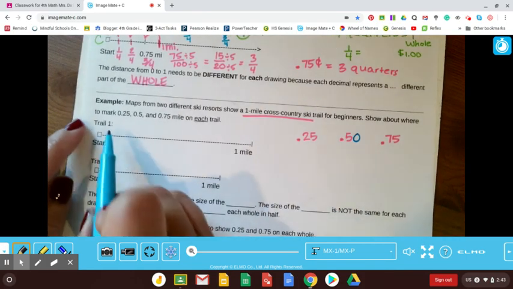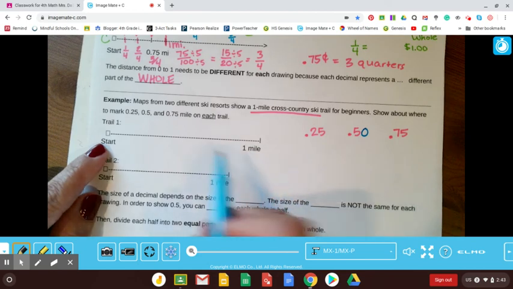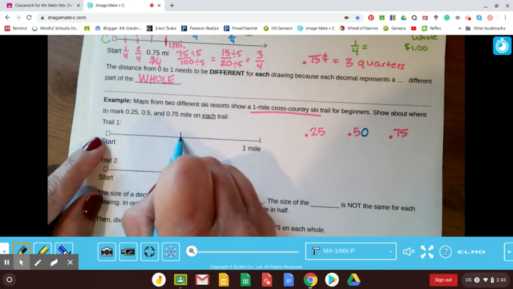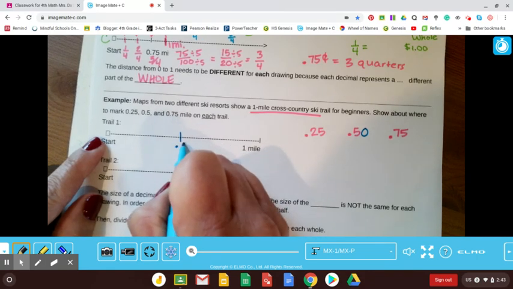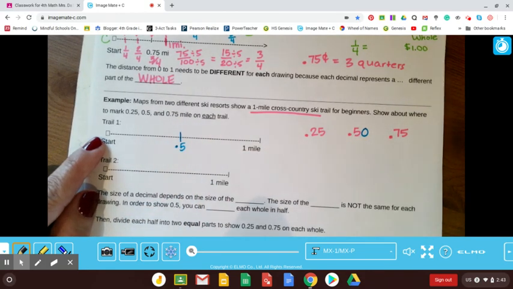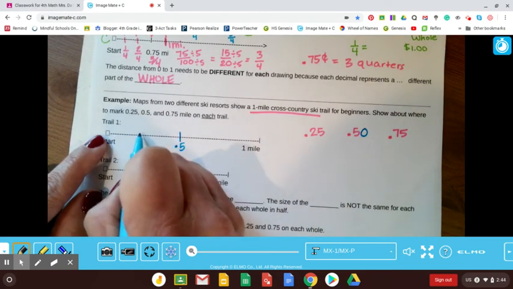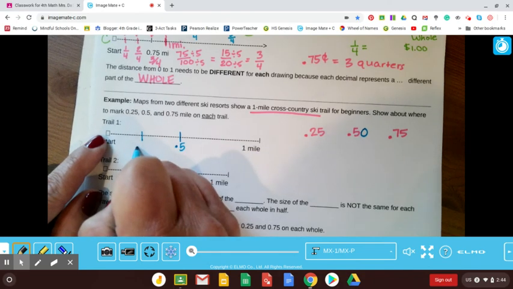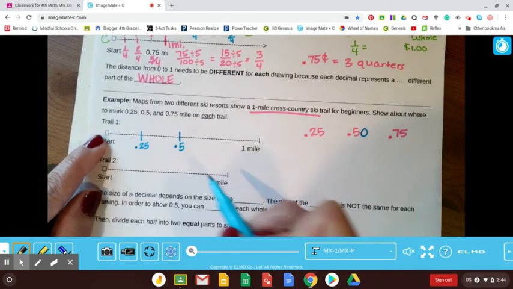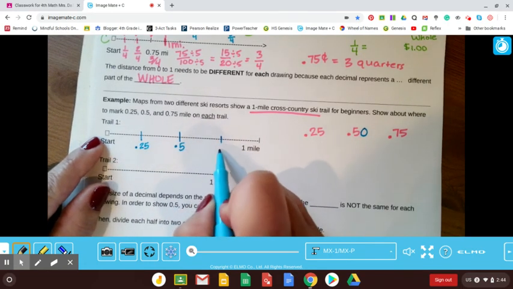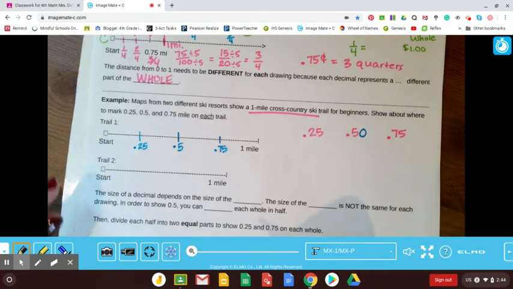So let's mark that. Here's trail number 1, and I think it's easiest to mark halfway. So I'm going to mark the 5/10 first, or we could say 50 hundredths. And then I'm going to divide each half in half. So here's the half. I'm going to divide that in half. So that would be my 25 hundredths or 1/4 mark. And then this half in half, and there would be my 75 hundredths or 3/4 mark.